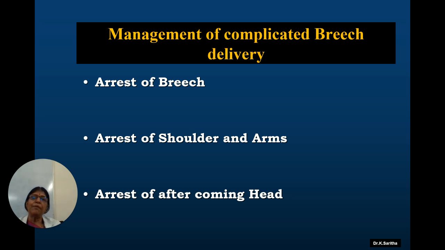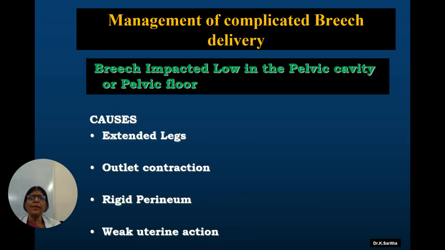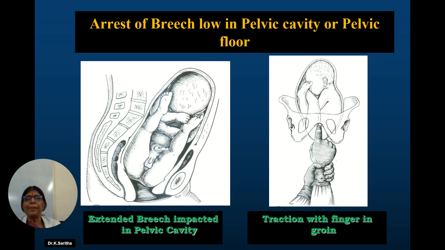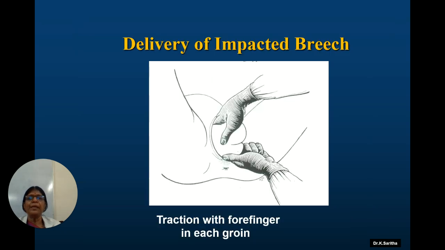Then this is for the management of the complicated breech delivery. The arrest of the breech can be at the breech level, or at the shoulders or arms, or at the aftercoming head. For a breech impacted low in the pelvic floor, the causes can be extended legs, an outlet contraction, or a rigid perineum. All these can be overcome by doing a Pinard's maneuver or a traction with a finger in the groin.